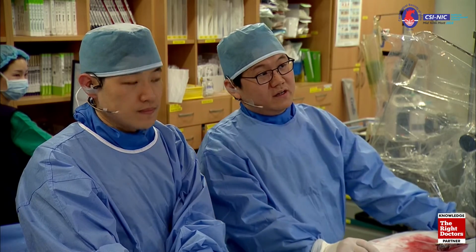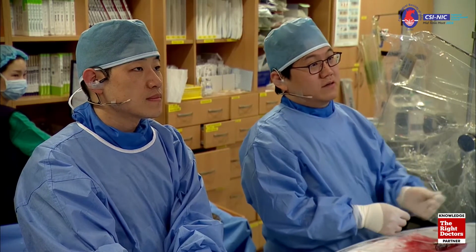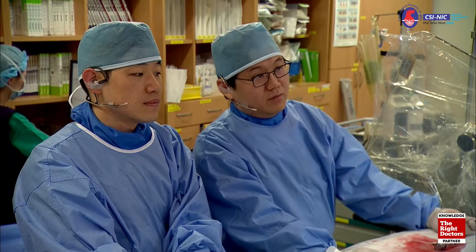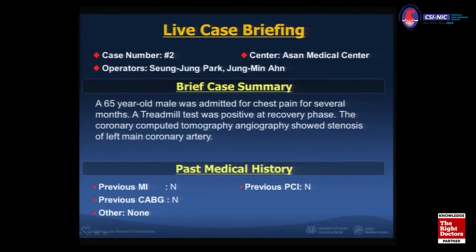This is the second case. I am Dr. Ahn from Asan Medical Center. This is a 65-year-old gentleman complaining of effort chest pain for several months. Treadmill test showed a positive recovery phase, so we performed the coronary angiogram. Let's just see his coronary angiogram.